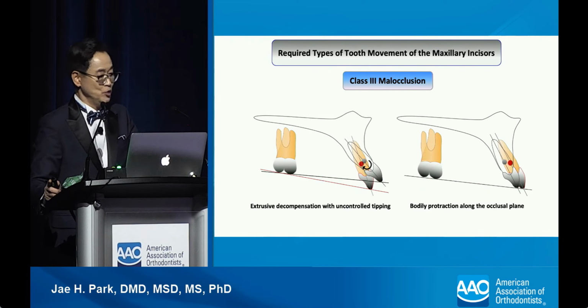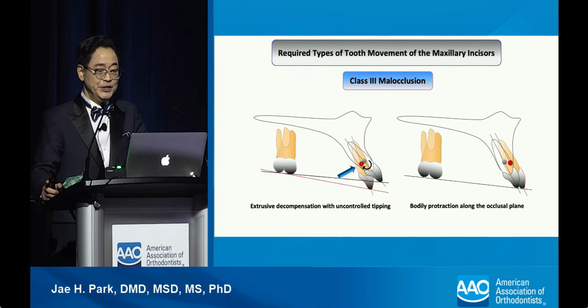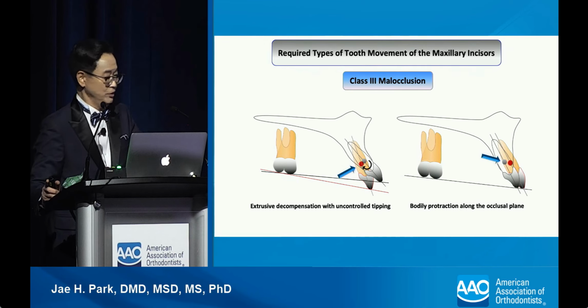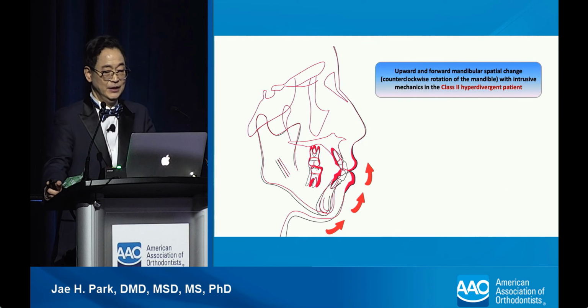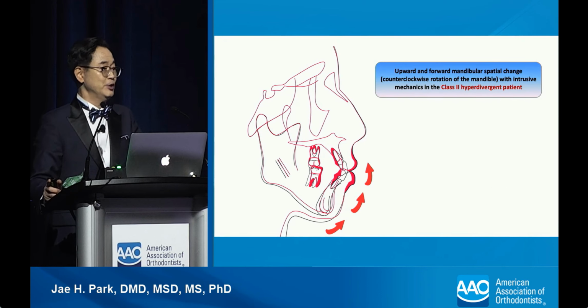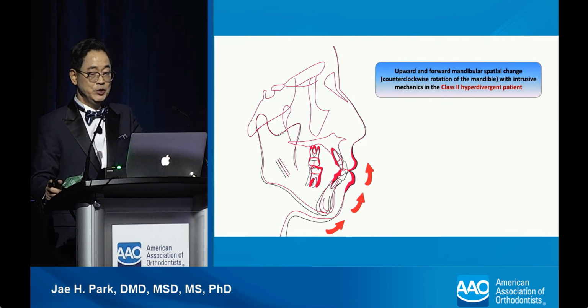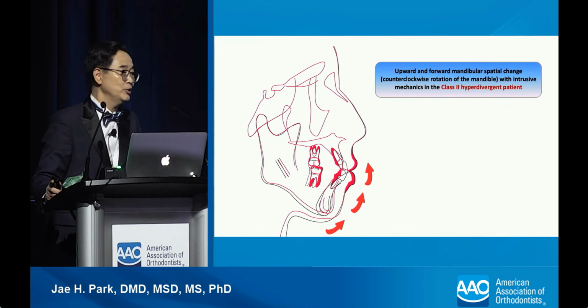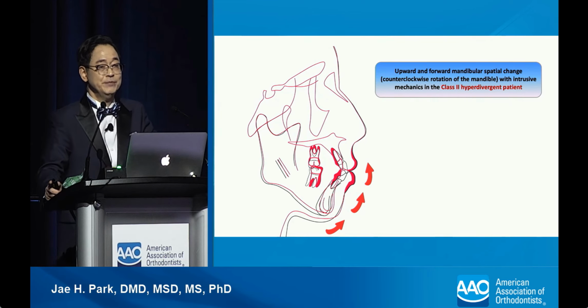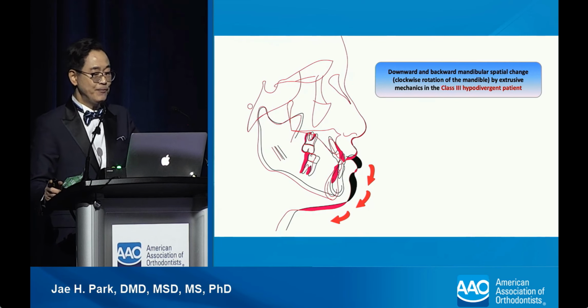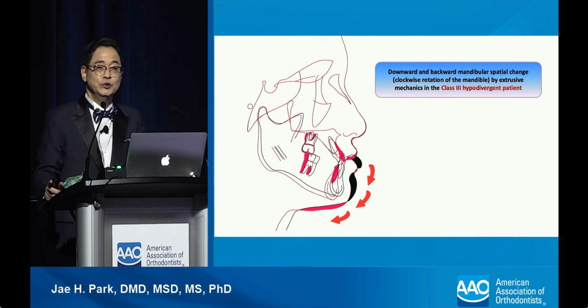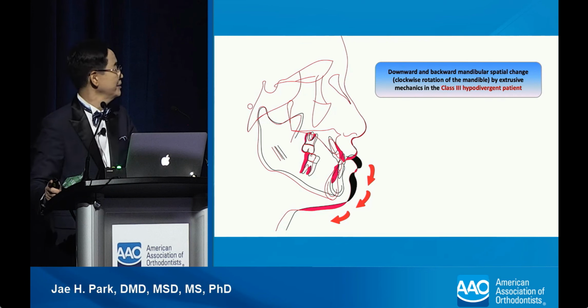In class 3 malocclusion, extrusive decompensation with uncontrolled tipping, body protraction along the occlusal plane. In class 2 hyperdivergent patients, we want to induce counterclockwise rotation of the mandible with intrusive mechanics. In class 3 hypodivergent patients, we want to induce clockwise rotation of the mandible by extrusive mechanics.